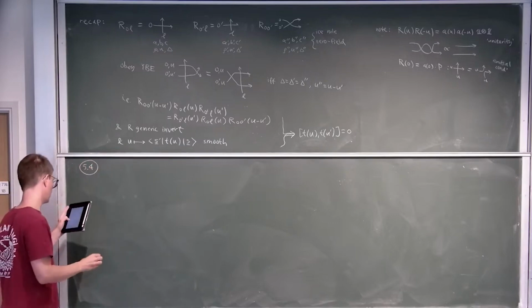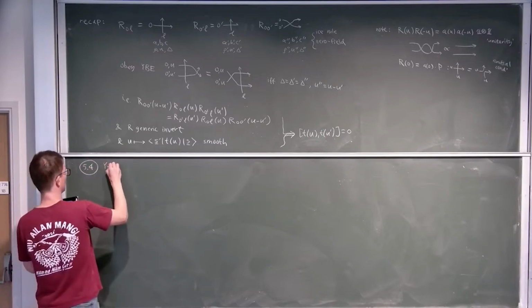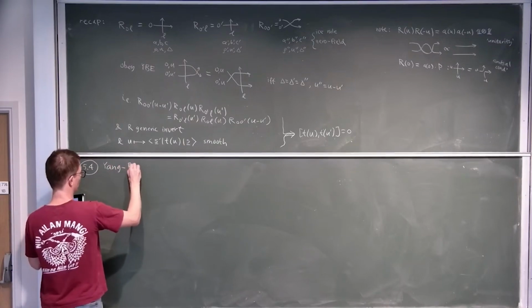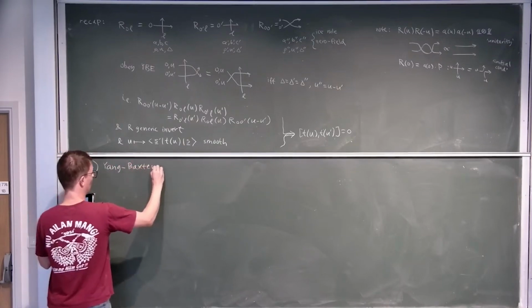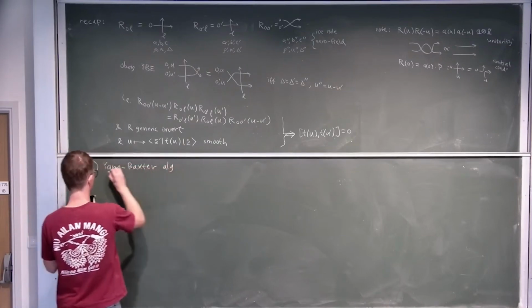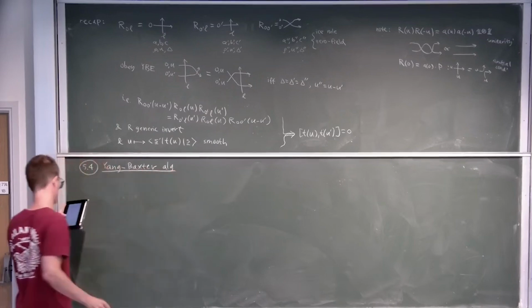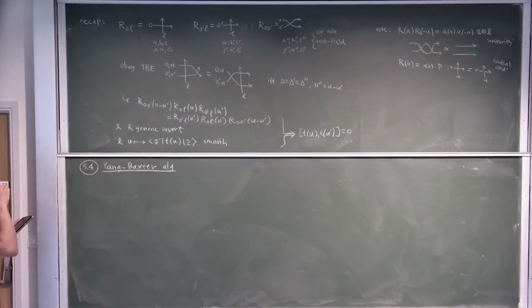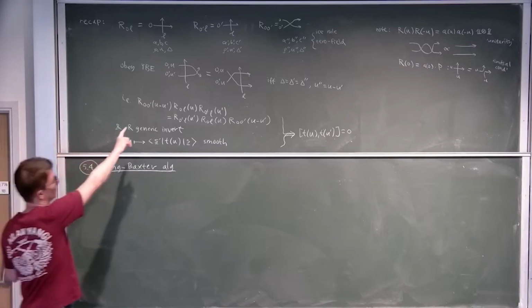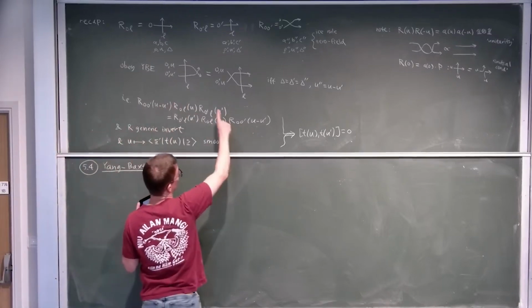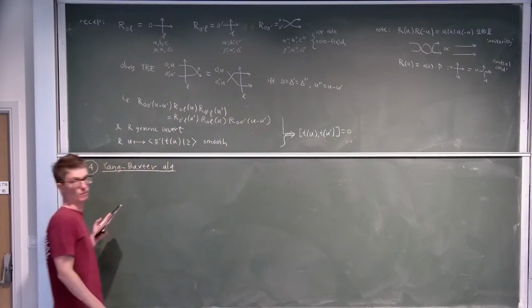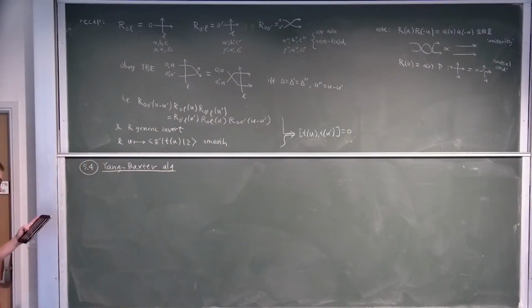Okay, then in my numbering, we're now up to section 5.4, Yang-Baxter algebra. So remember, we had our partition function. We first sliced it into horizontal pieces, then we sliced it into vertical pieces, which were the R matrices, and we showed that the Yang-Baxter equation for the R matrix, with some simple arguments, showed that the transfer matrices commute under a few extra assumptions.